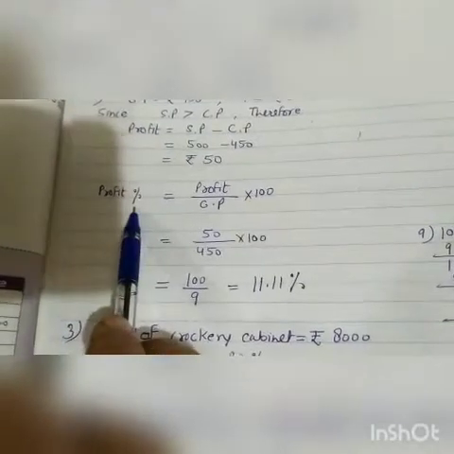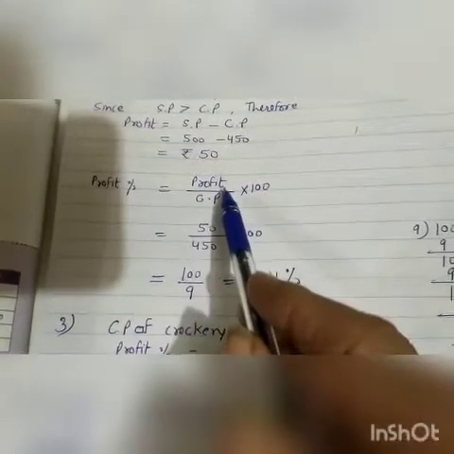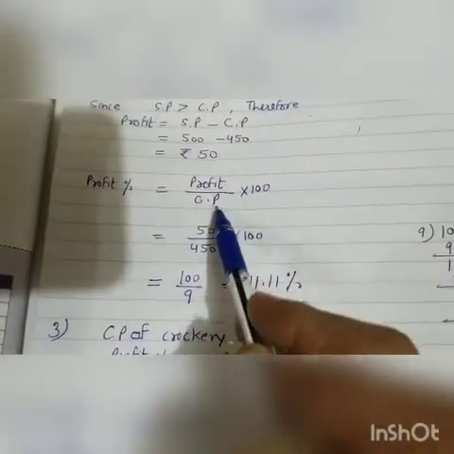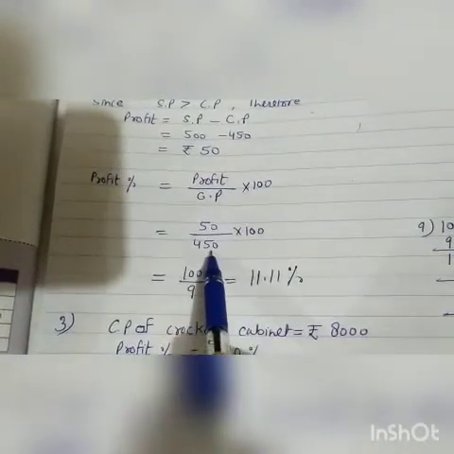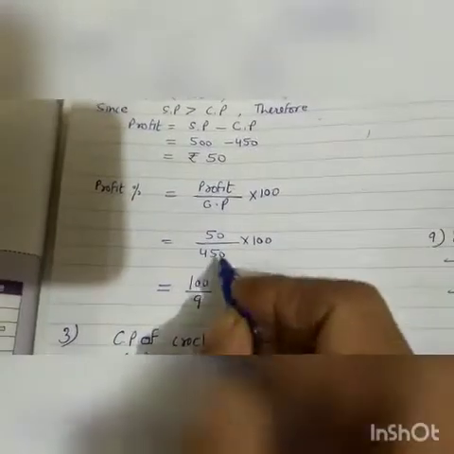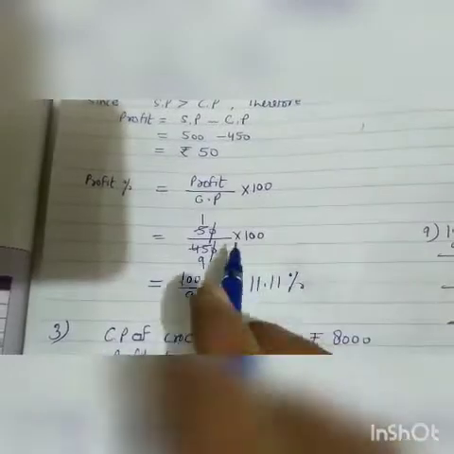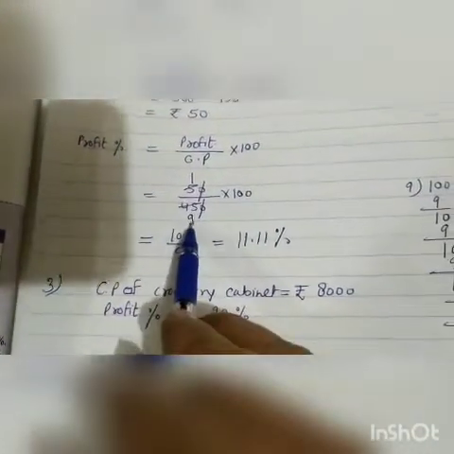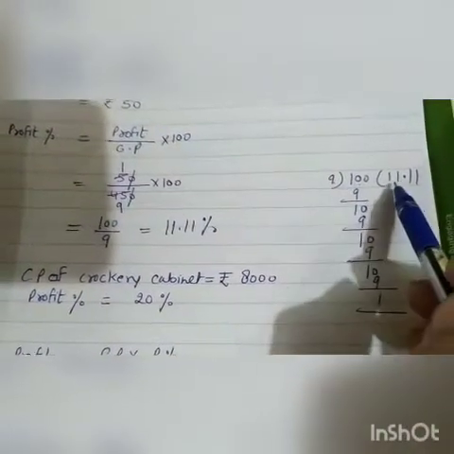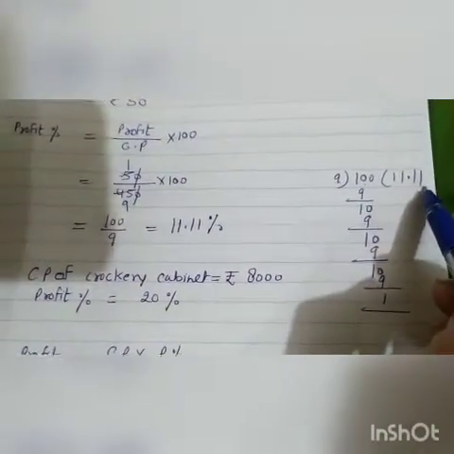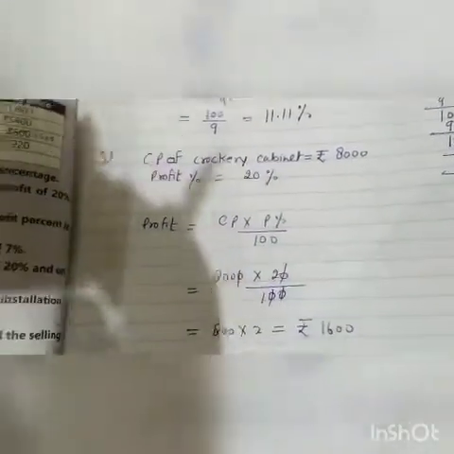Now profit percent. How can we find profit percent? To find profit percent, the formula is profit upon CP into 100. Profit is 50 rupees, CP is 450, into 100. See, 0 0 cancel, 5 1s are 5, 5 9s are 45. So 100 upon 9. When we divide this 100 by 9, then we get 11.11%. This is the profit percent.